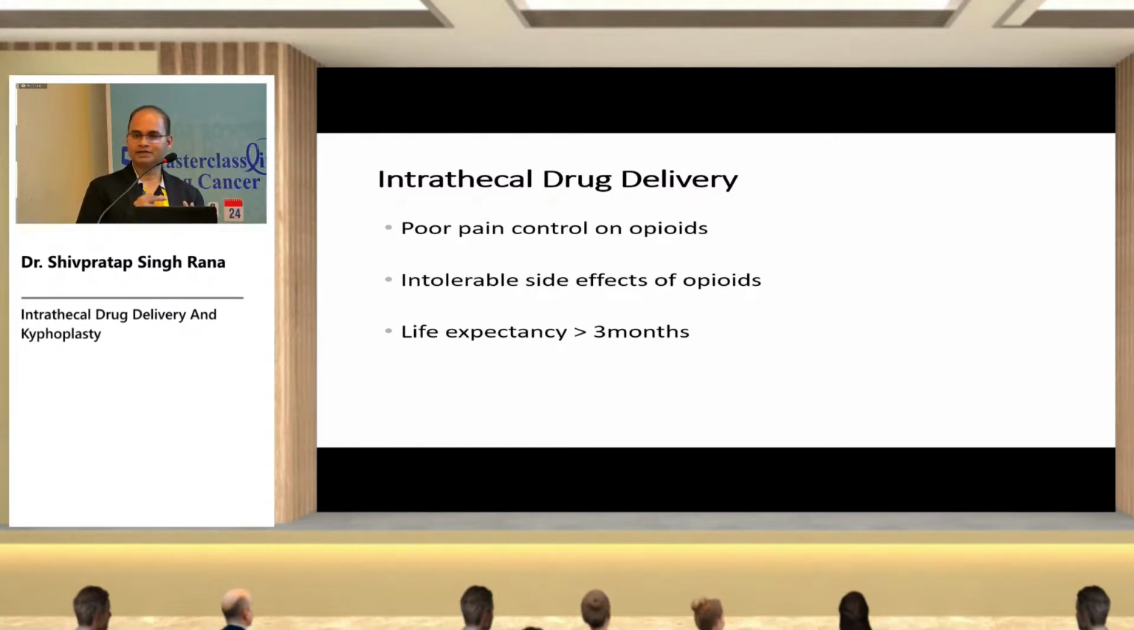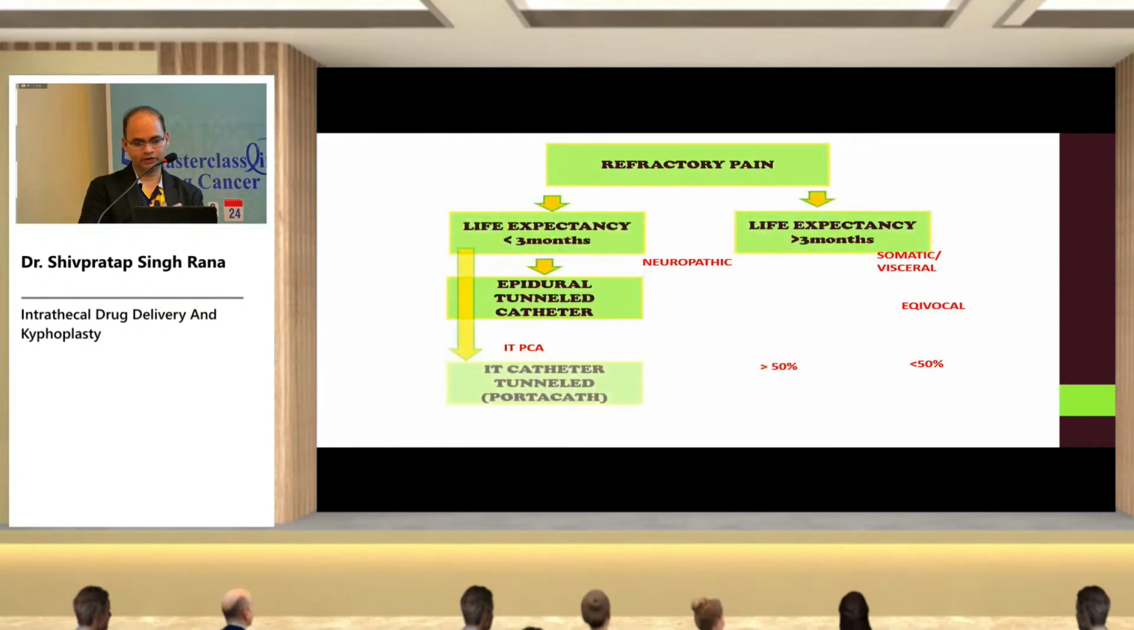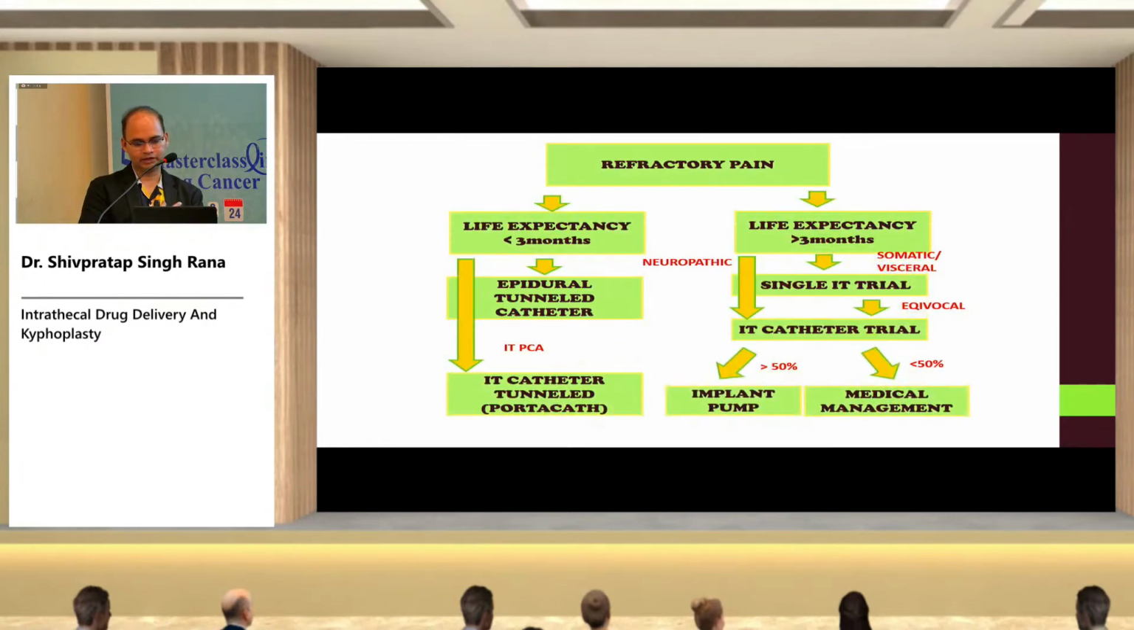The important thing is, because we are dealing with lung cancer patients, not only lung cancer, we do it in all cancers, but here we are talking about lung cancer patients, the life expectancy has to be more than 3 months, because you are using a device which is very costly, which gives a good amount of pain relief with more tolerable side effects. So this is the algorithm we are following for putting an intrathecal or epidural pump. Sometimes we use a tunneled catheter or portacath also in our practice.